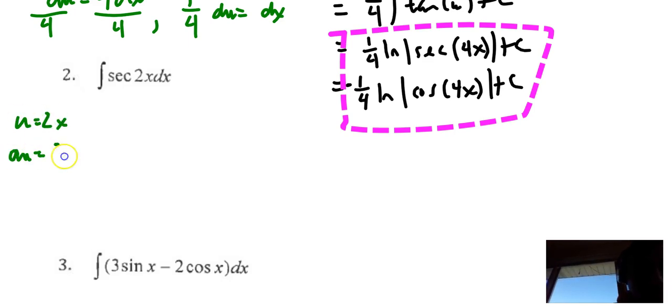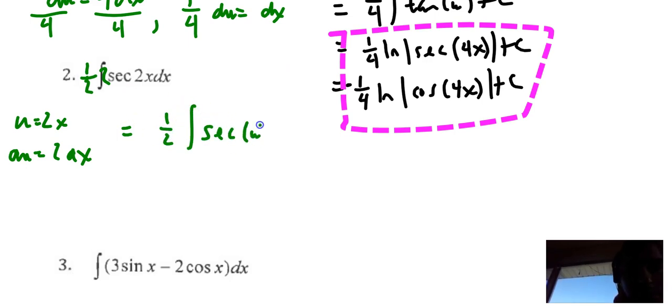du equals 2dx. I don't have a 2 in this, so I'm going to take a 2 in the front here, but I'm also going to divide by 1/2. So I have a 2 in the front, and I'm going to divide by 1/2. So now we're going to rewrite this as 1/2 integral of secant of u du.